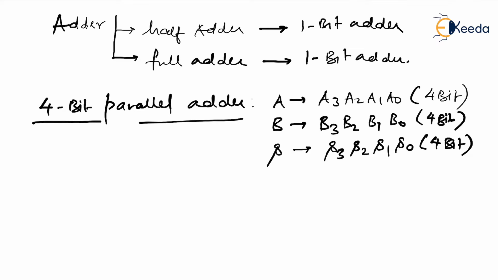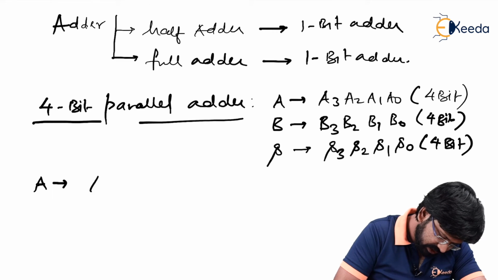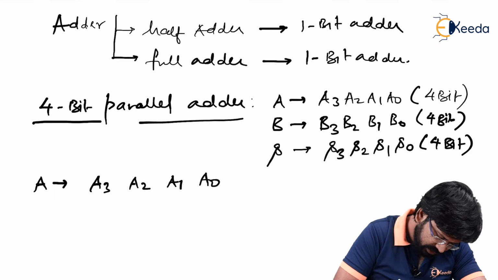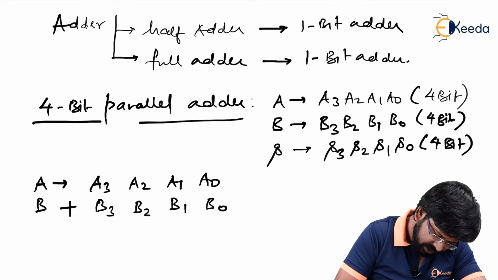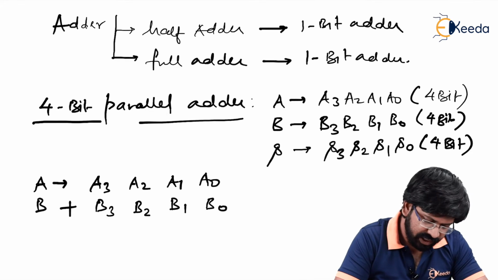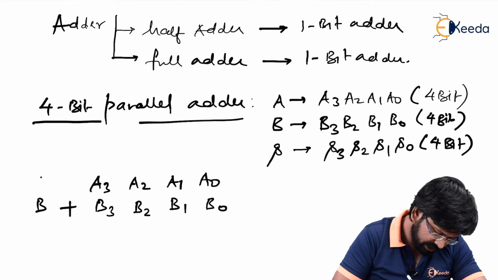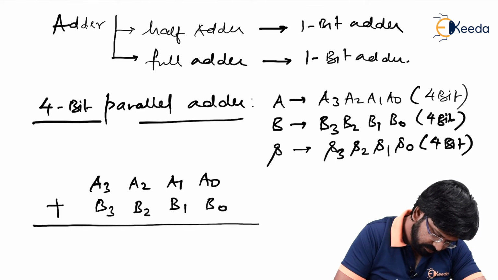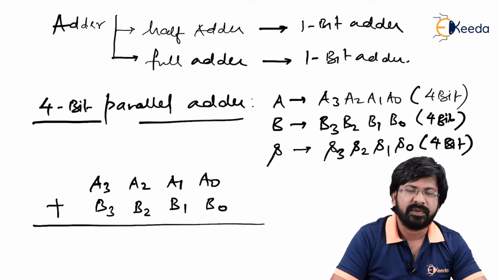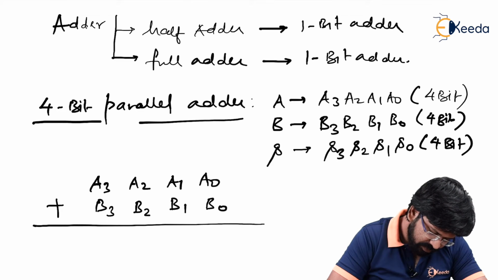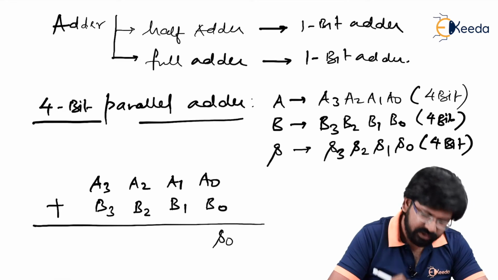So let's see how the addition really takes place. In this case, A is A3, A2, A1, A0. This gets added with number B, which is B3, B2, B1, B0. So now it is quite clear that these numbers are A and B, so there is no need to specify A and B anymore. Let's see what happens after addition. Of course, whenever the addition takes place, we always start with the LSB side. Therefore, A0 and B0 after addition give you sum S0.